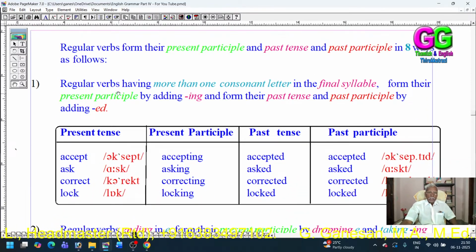First one: regular verbs having more than one consonant letter in the final syllable form their present participle by adding ing, and form their past tense and past participle by adding ed. That is, my dear children, verbs having more than one consonant letter at the final syllable form their present participle by adding ing, and form their past tense and past participle by adding ed.